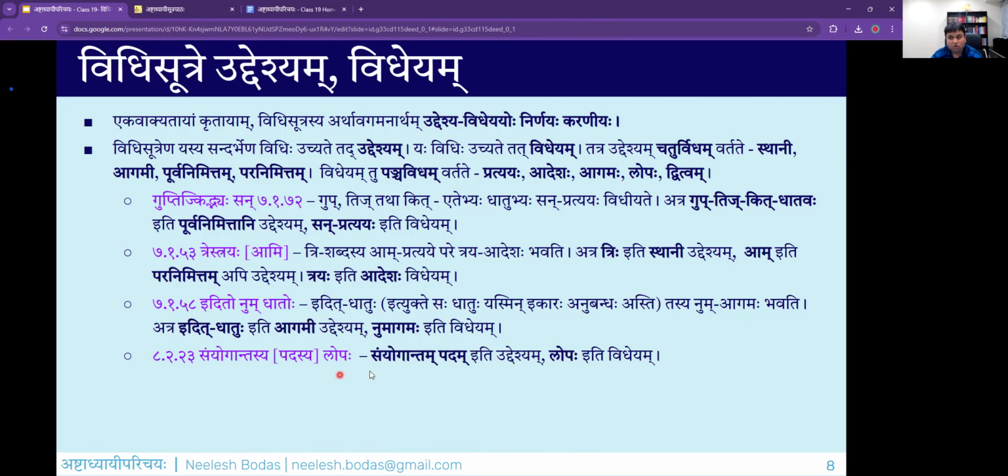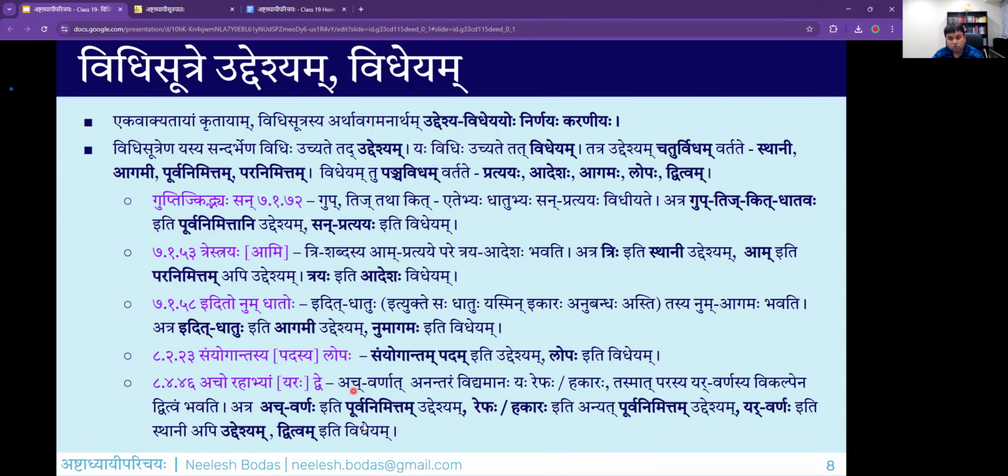Sanyogantasya lopaha, we already saw this. Sanyogantam padam iti uddesha, lopa iti vidheyam. I am giving one example of each of the type of vidheyas. So you have pratyaya as a vidheyam, adesha as a vidheyam, agama as a vidheyam, lopa as a vidheyam, and finally there is also an example of dvitva as a vidheyam. You can go through this particular example, achorahabhyam dve. Here you have a purva nimittam, you have uddesha, you have the sthani, which is also uddesham, and you have dvitvam, which is vidheyam.